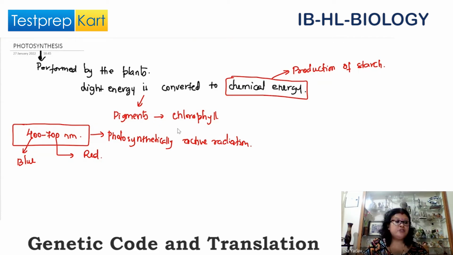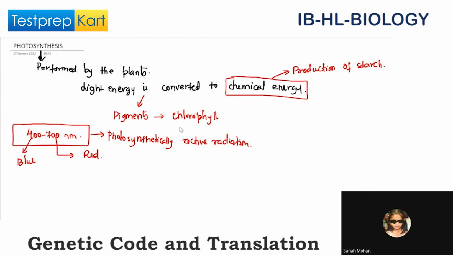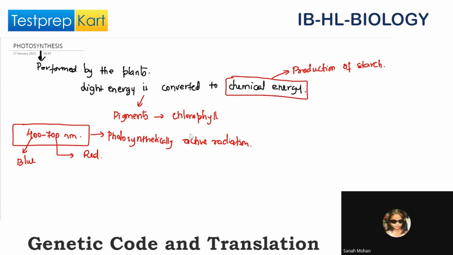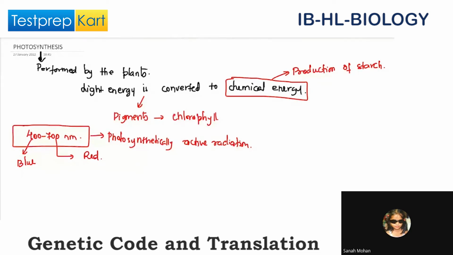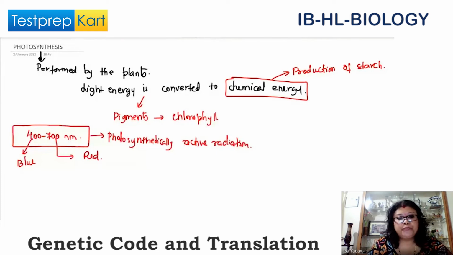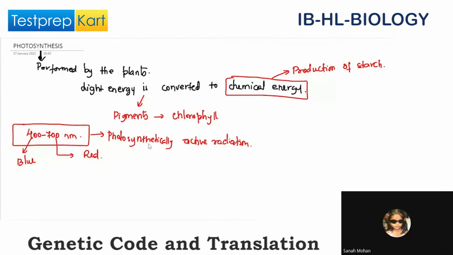Okay, so Sana, can you tell me what do you understand by photosynthetically active radiation? What is it? I'm not sure. Photosynthetically active radiation. That means it is in the blue light and the red light we have the maximum rate of photosynthesis. Clear?